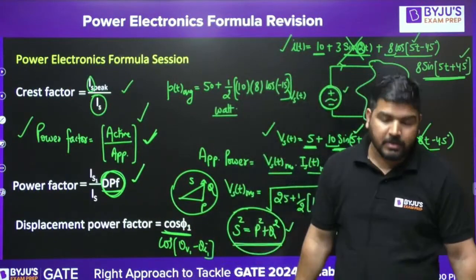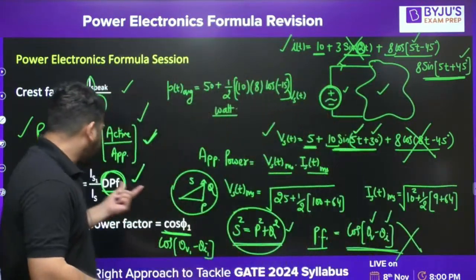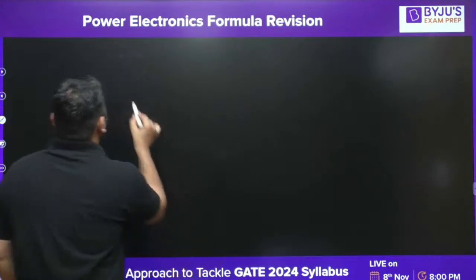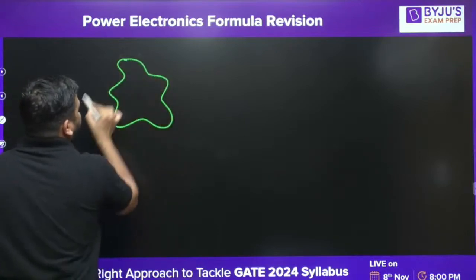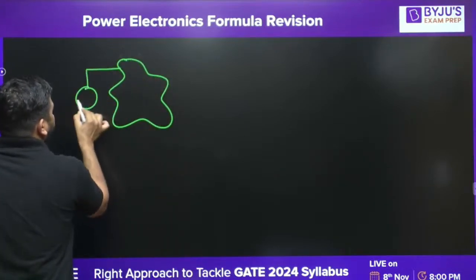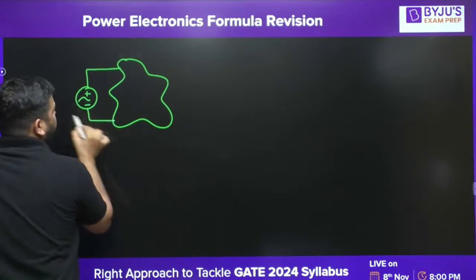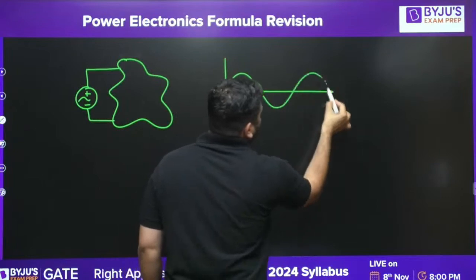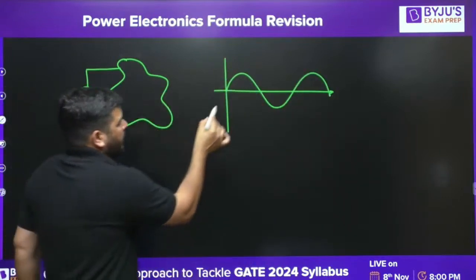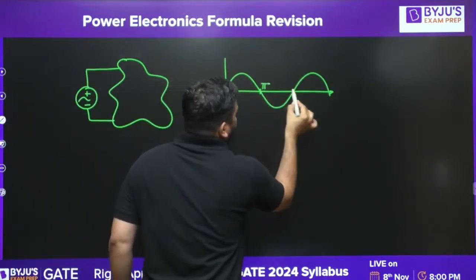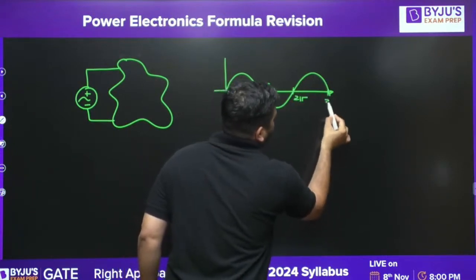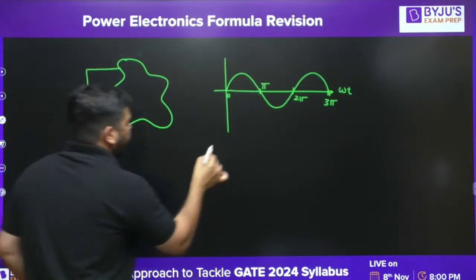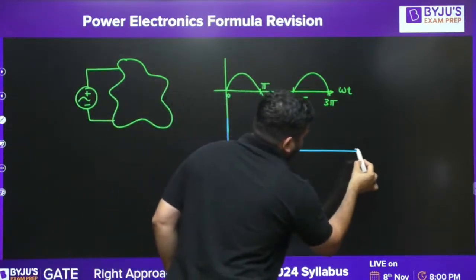But there are some questions in which they will ask you about displacement power factor. Let's say I take a different situation. I have an electrical network in which I apply a voltage source VST. VST is a pure sine wave, with points at 0, pi, 2 pi and 3 pi on the omega t axis. Now let's say the current is a square wave.